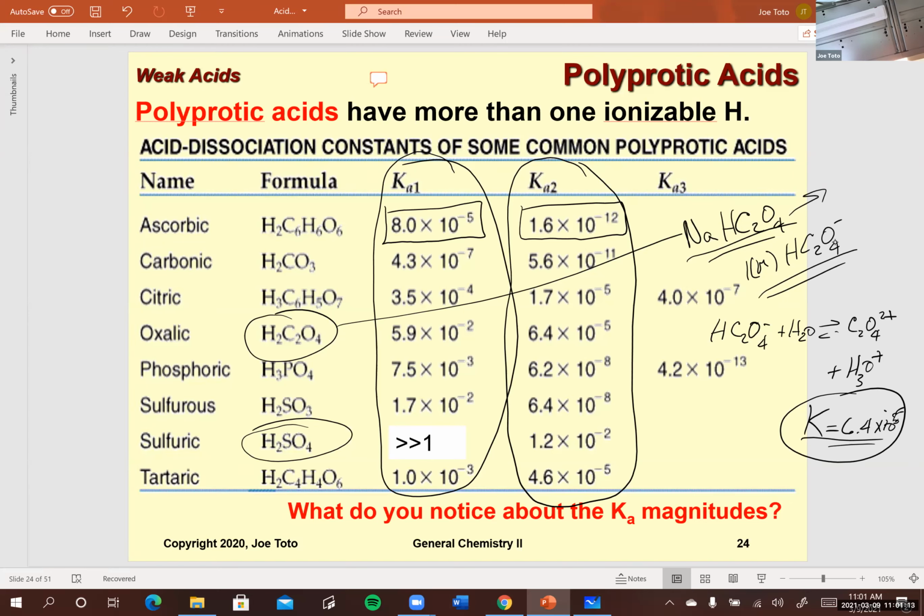So that common ion effect is going to be pushing it back towards the equilibrium, and the second deprotonation is just not going to be important, like we found when we had the nitric acid in the presence of the acetic acid. We just ignored the acetic acid. It just didn't make a difference.